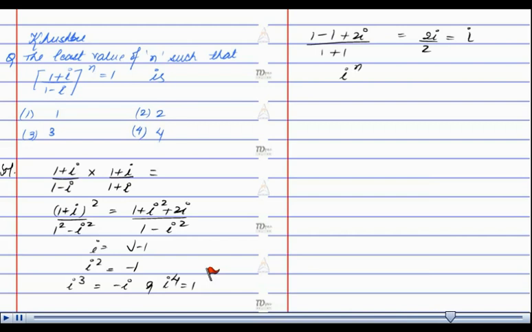i to the power n is equal to 1. This implies n is equal to 4. So the correct answer is option number 4.